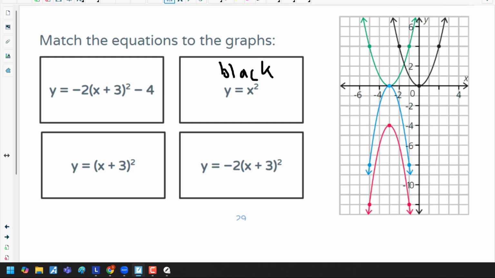All right. What about the next one? Well, let's look at this one. Y equals x plus 3. Now let's look at this one. Y equals negative 2(x plus 3) squared minus 4.